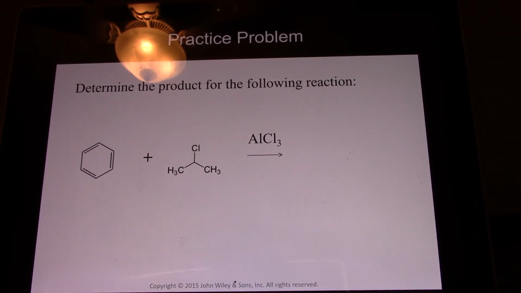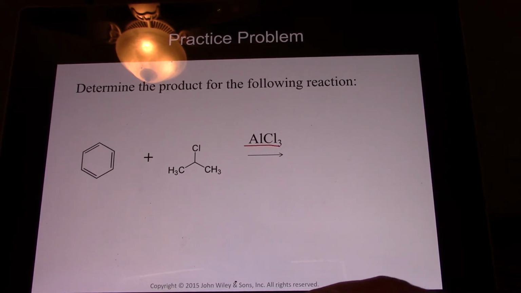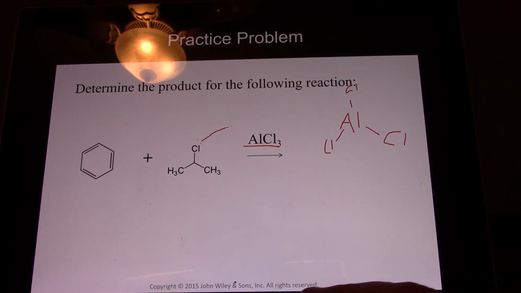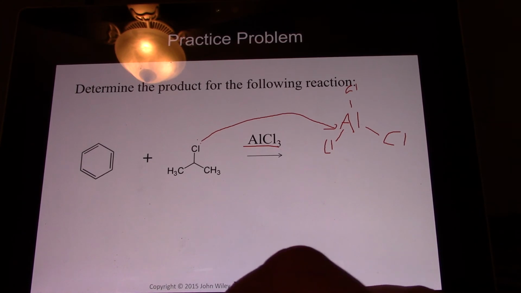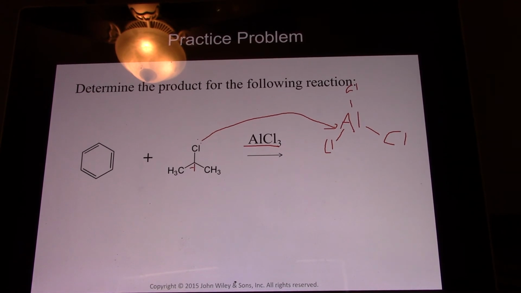Determine the product for the following reaction. Well, we know this catalyst will attract this chlorine. And again, this is a Lewis catalyst, because aluminum chloride, remember from chemistry 1, will be deficient. Every element wants 8 valence electrons, but aluminum chloride only has 6. And so it desperately wants 2 more electrons. So that makes it a Lewis acid. Because it wants the 2 electrons, it'll grab 2 electrons from chlorine, and they'll stick there. And that takes electrons away from the chlorine, which pulls them from the carbon, making the carbon positive-ish right there.